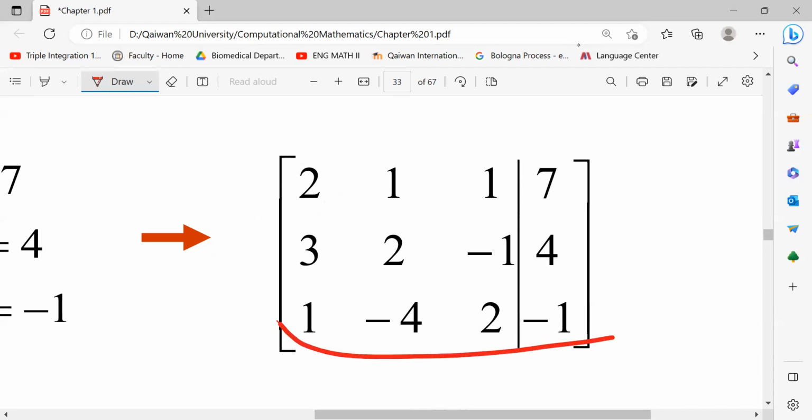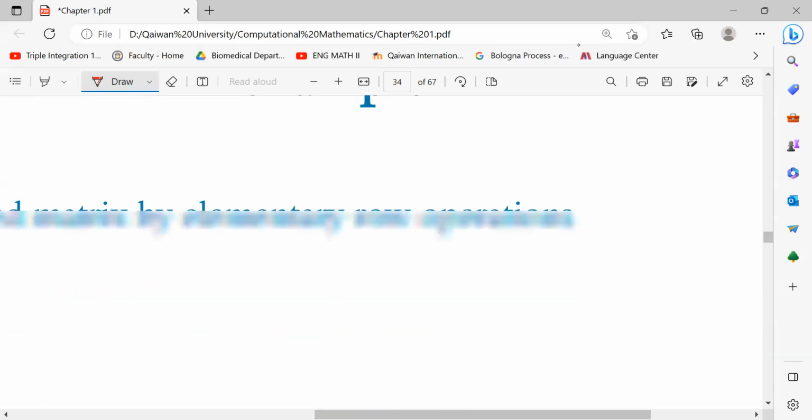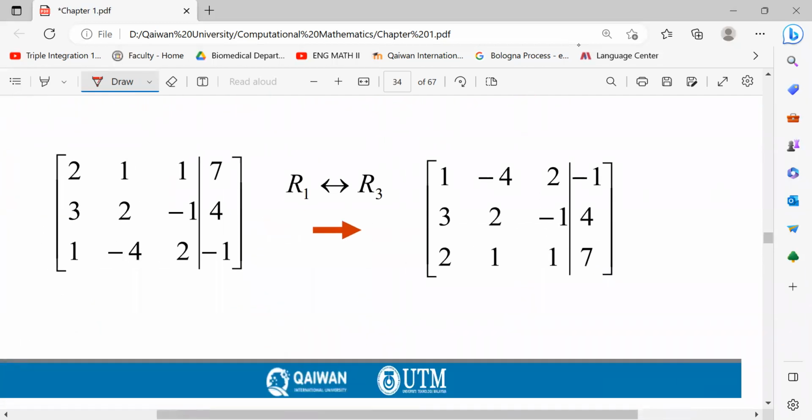Let's first interchange these two rows. We interchange row 1 and row 3. If you interchange them, what do we get? We get this matrix. As you see, it's only by interchanging row 1 and row 3 that we get that matrix.